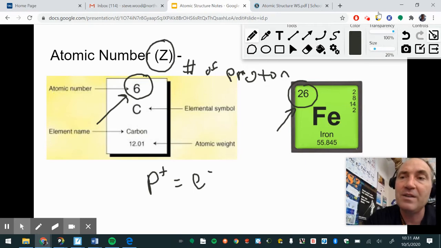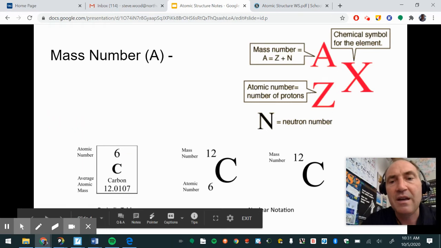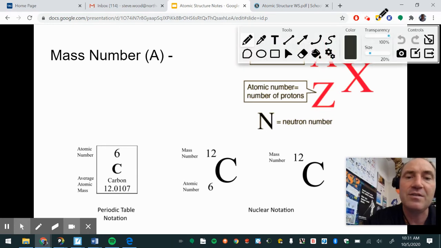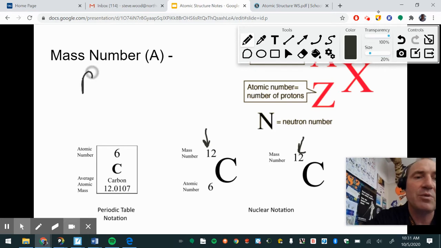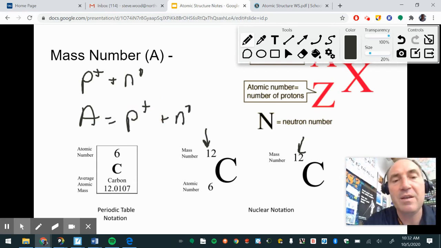But we'll find out later that you can have something called an ion where they're not equal. Okay, now next, to find the mass, and oftentimes you'll be given things like this down here. These are what we call the mass number. The mass number is the number of protons plus neutrons. So A is equal to P plus N, where the protons is the atomic number. This should be N0. And the neutrons, well, that's the number found in a nucleus.